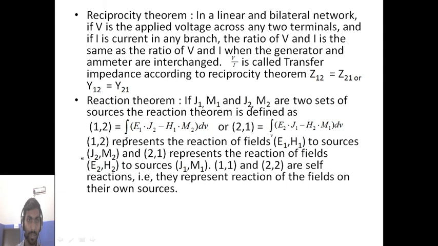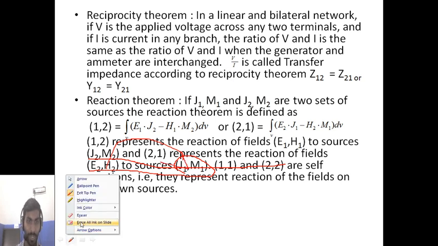So here <2,1> represents the reaction of the fields E2, H2 to the sources J1 and M1. E2 and H2 are created by J1 and M1. That is the property of induction, inducing.